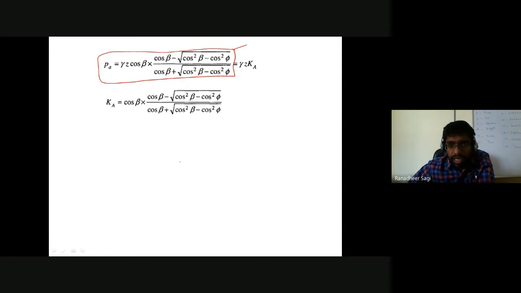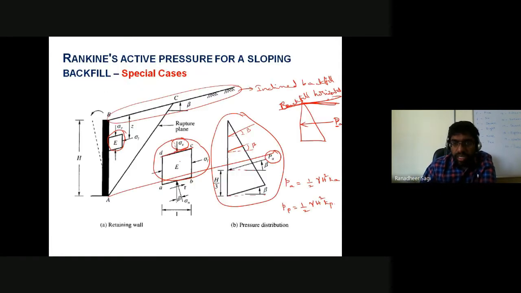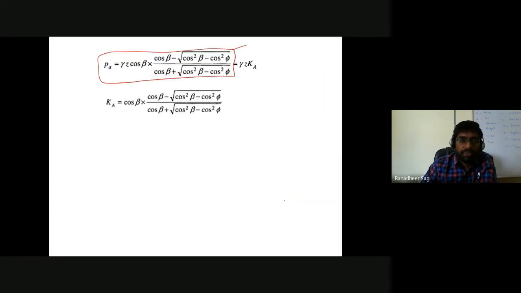So earlier, in the previous slide, what I was giving here is the resultant thrust. This is not earth pressure, this is the expression for resultant thrust. Now, here, this is the earth pressure expression at any particular depth. Earlier also we had the same expression, a generalized expression.